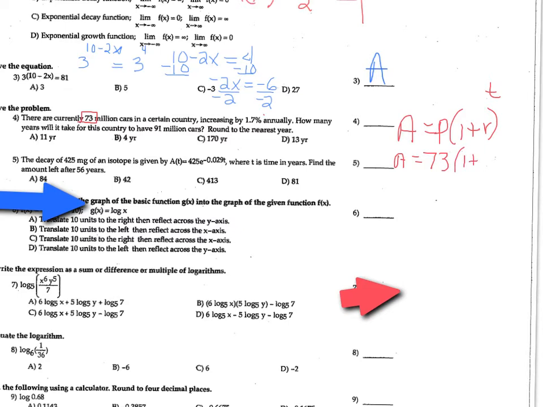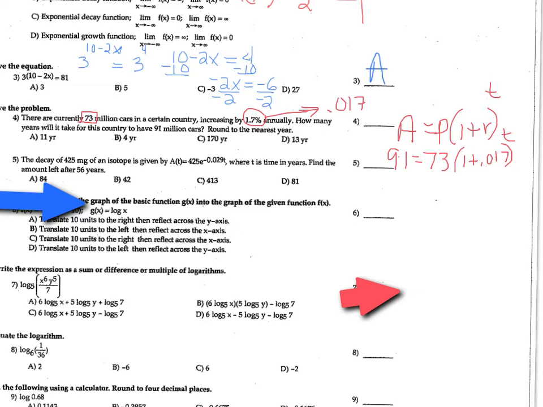You change it to decimal. And when you change it to decimal, it's 0.017. So I'm going to run a space. 1.017 raised to the t. How many years? Okay, they're giving me the 91 million. So instead of the A, I can put there what we want, which is 91 million. Okay, so then we're looking for the t.